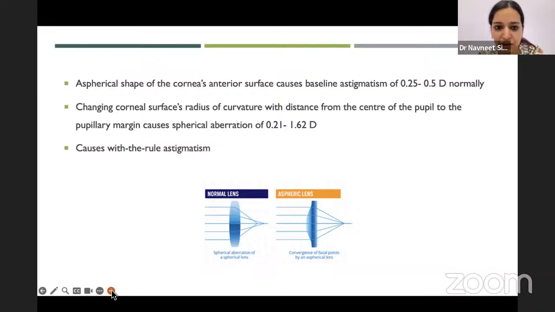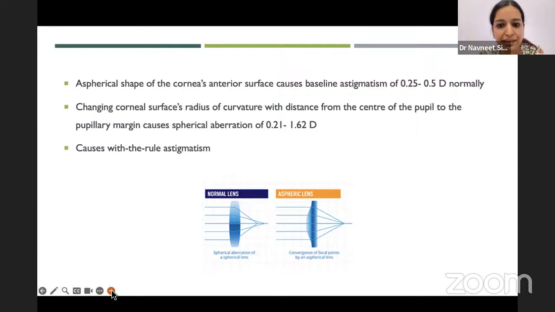This aspherical shape of the cornea's anterior surface causes a baseline astigmatism of around 0.25 to 0.5 diopters normally. It is normal in all cases. The changing radius of curvature with distance from the center of the pupil to the pupillary margin in itself causes some spherical aberration of around 0.21 to 1.62 diopters.